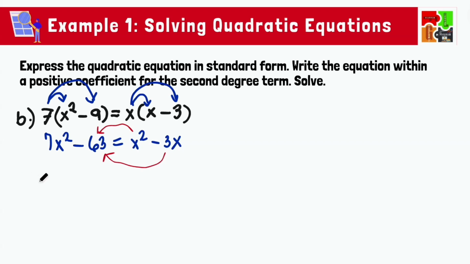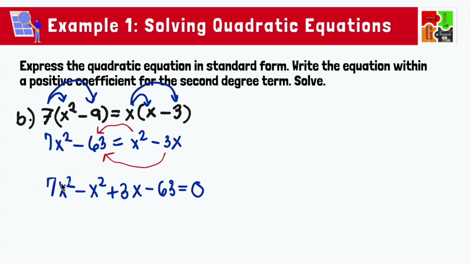Okay, so it will become 7x squared. Pagtabihin ko na to, no? Yung positive dito magiging negative sa kabila, x squared. Then this one magiging negative dito, magiging positive dun sa right hand side, plus 3x. And then negative 63 will just remain. And that should be equal to 0. Okay? I hope you get it.